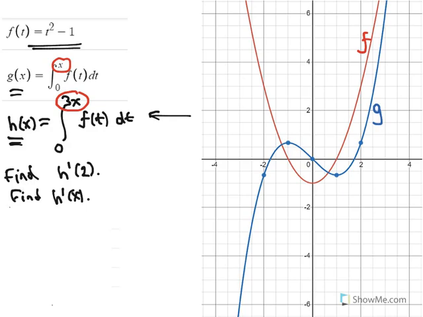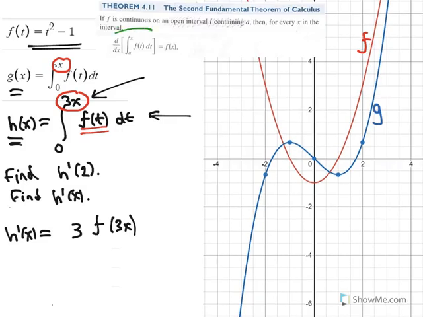So to find the derivative of the outside function, we would use the second fundamental theorem of calculus, and the inside function is 3x. So we need to use the chain rule. So h prime of x, using the second fundamental theorem of calculus, would be the integrand evaluated at the inside function 3x. So we're going to have f of 3x, and then multiply that by the derivative of the inside function 3x, which is 3. And of course, this is the second fundamental theorem of calculus that we just used. We also used the chain rule.